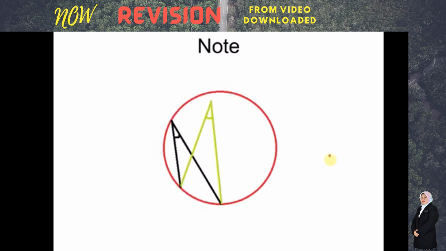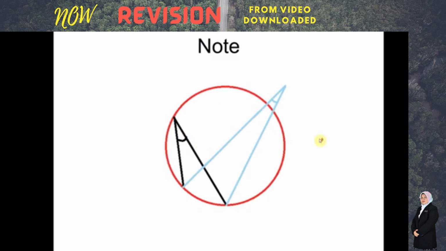Before that, you need to note that for this angle here, this is not the angle at the circumference because this point does not touch the circumference. Thus, this angle does not equal this angle. They are not equal. And one more thing: if the point here is outside the circle, not on the circumference, this angle does not equal this angle. So it must lie on any point on the circumference.